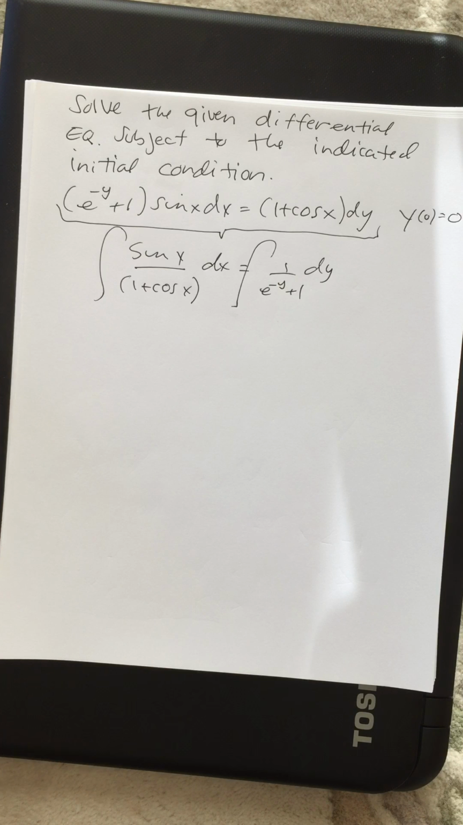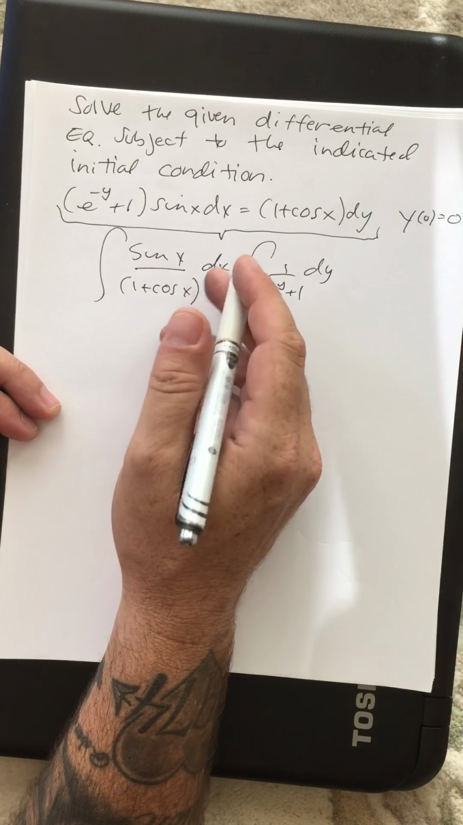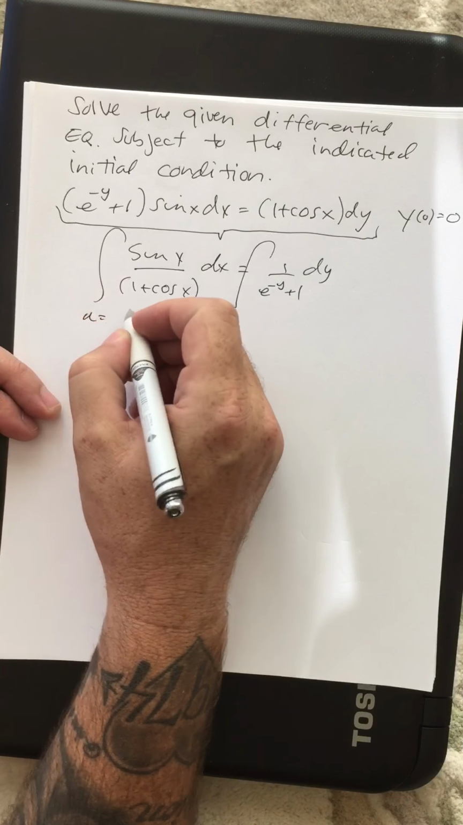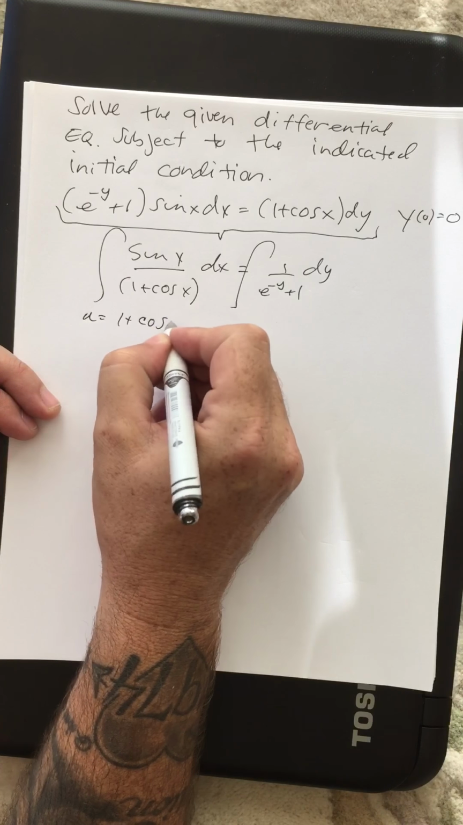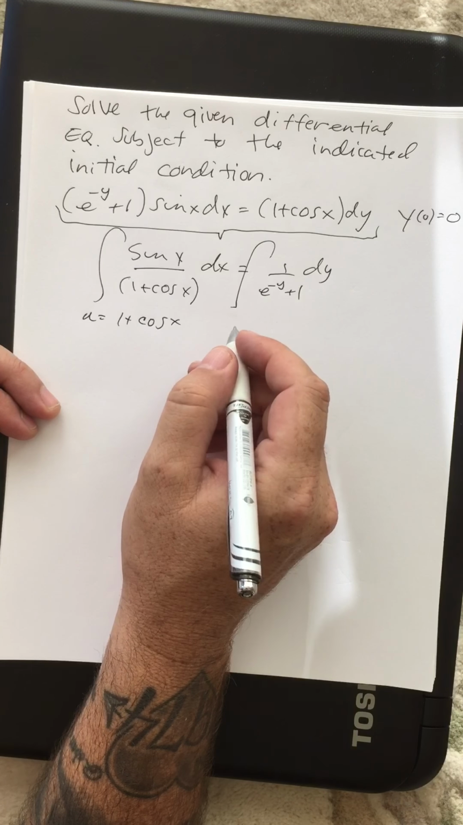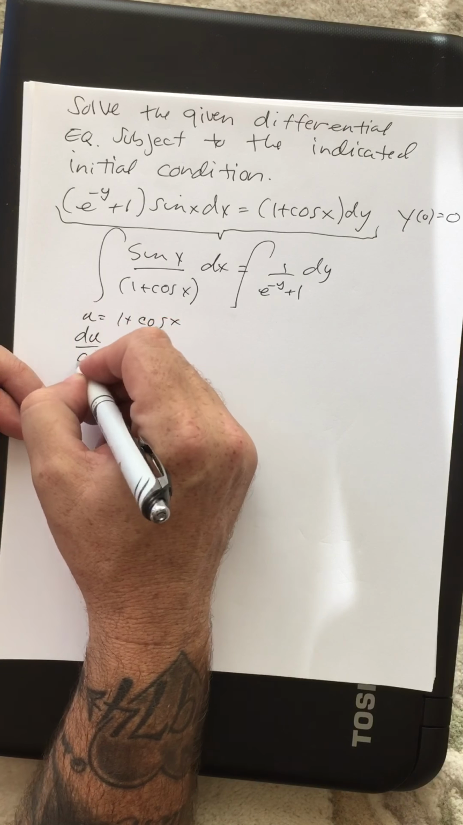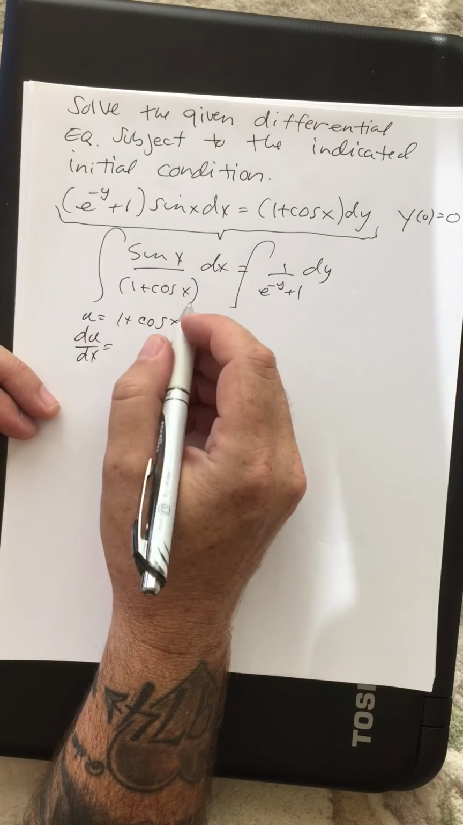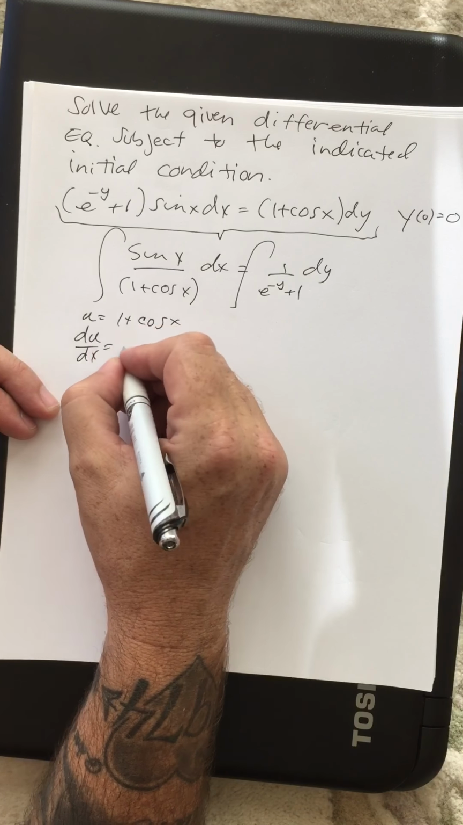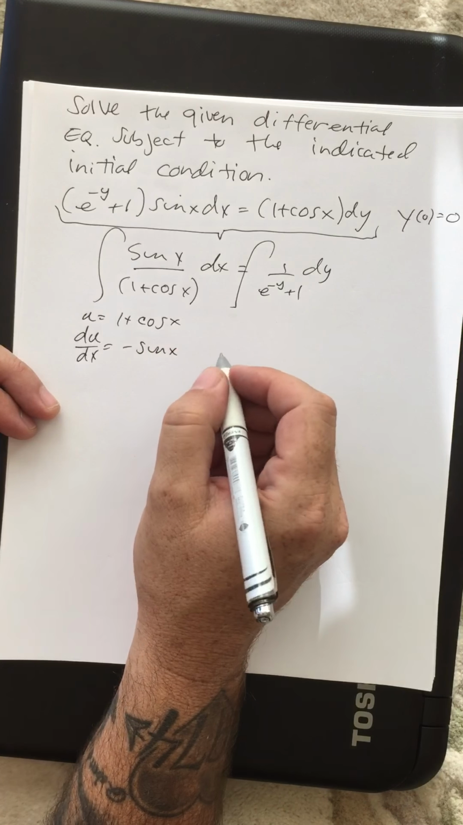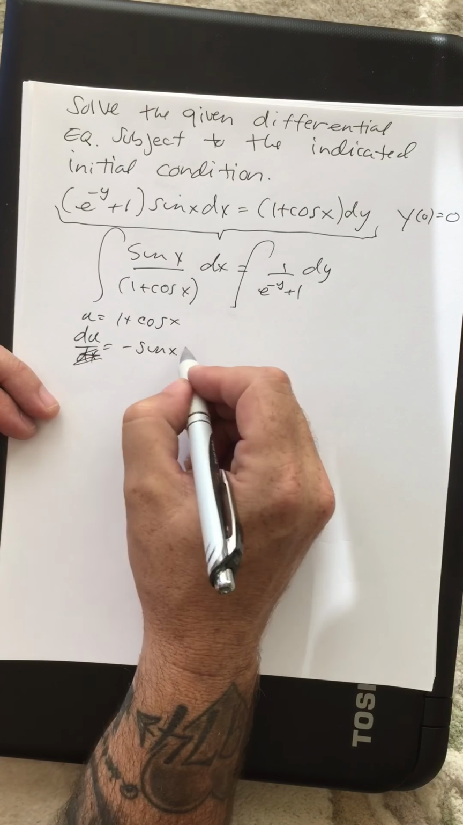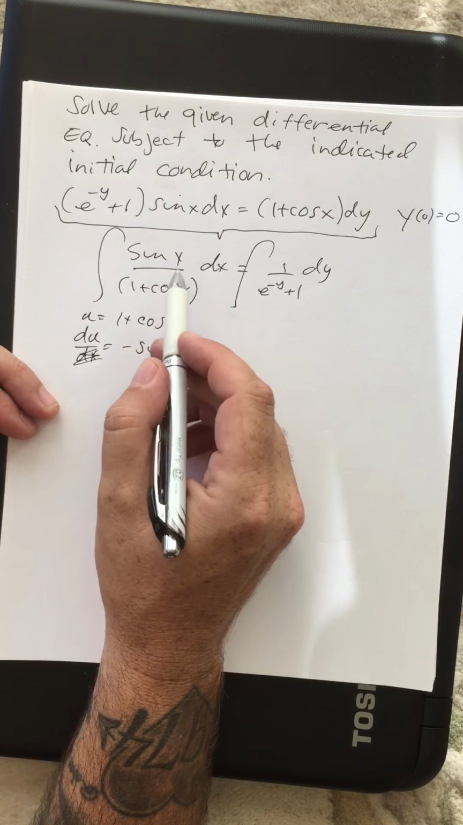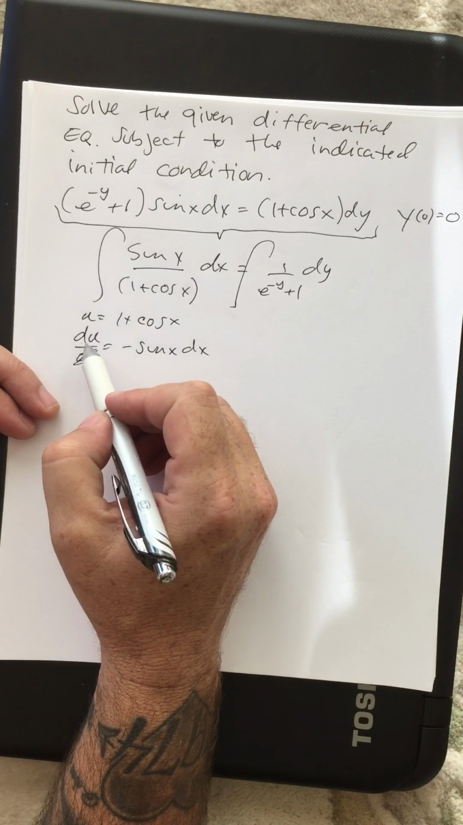Well, they get trickier and trickier. But here, if you let u equal 1 plus cosine x, then what's du going to be equal? It's du dx. What is that going to be equal? It's going to be negative sine x. So and then we could bring this dx over here. So we have a negative sine dx in du.